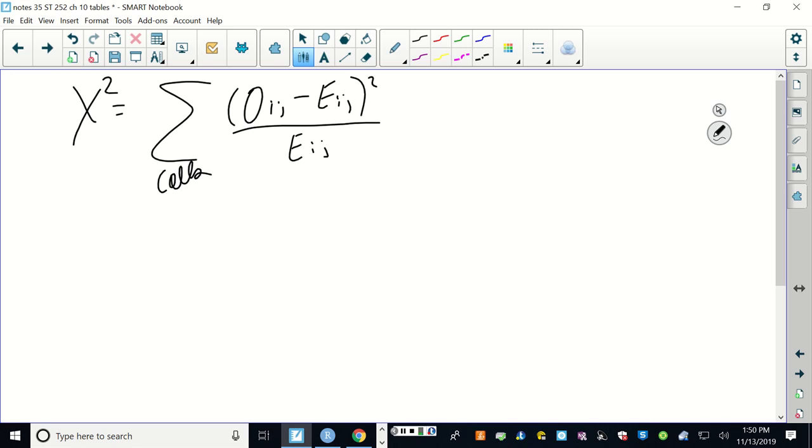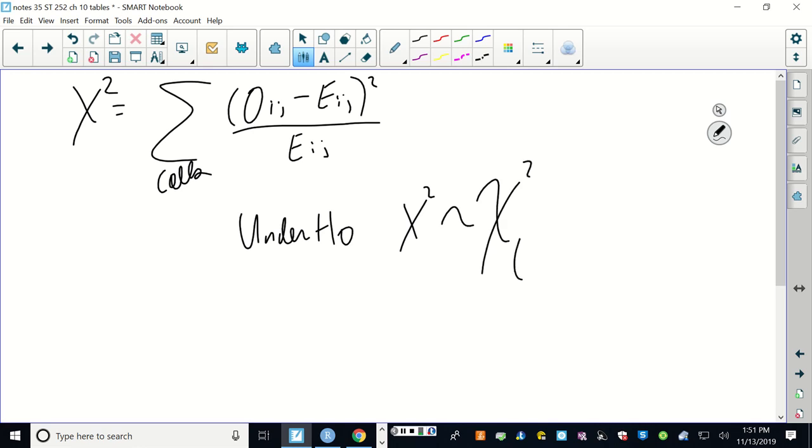If the expected counts aren't small, none of them are less than 5, or in larger tables, fewer of them are less than 5, then under the null hypothesis, the x squared has a chi-square distribution with a certain degrees of freedom. And the degrees of freedom depends on the size of the table. It's the number of rows minus 1 times the number of columns minus 1.